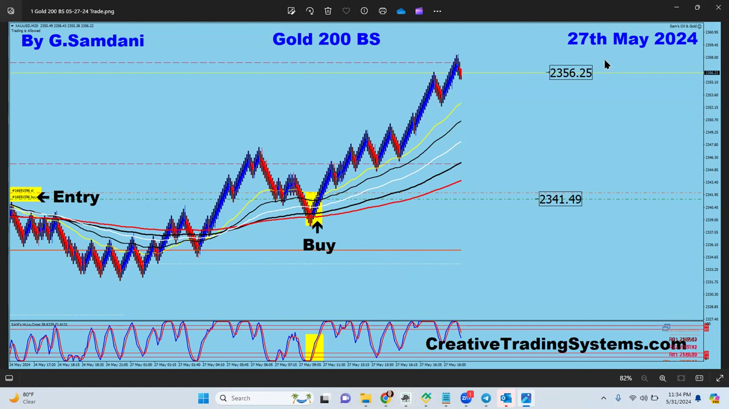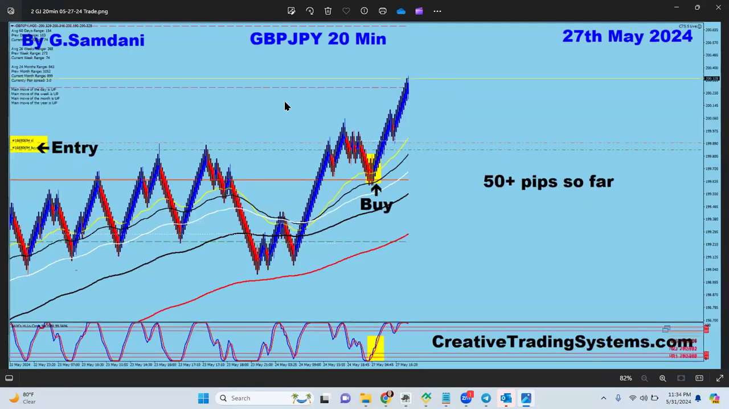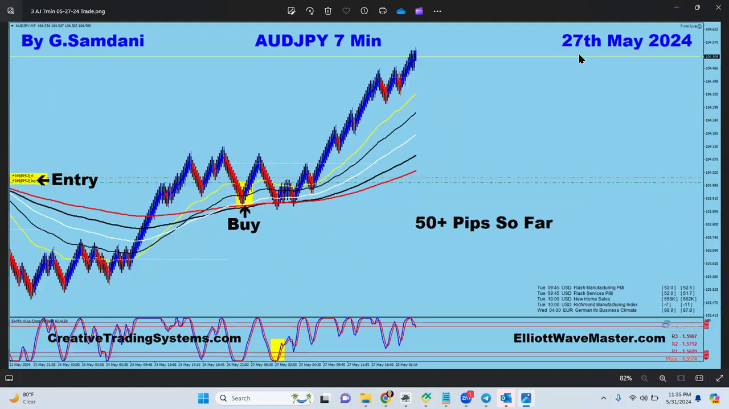So let's take a look at some more trades here. This is the first one, then this is the second one. Pound yen, beautiful long entry here. The trade is right there, a buy entry for 50 pip on the 27th. And on the 27th, this is also Aussie yen. Yen was getting weaker, so all the yen pairs went up. The 50 pip here on the 27th.